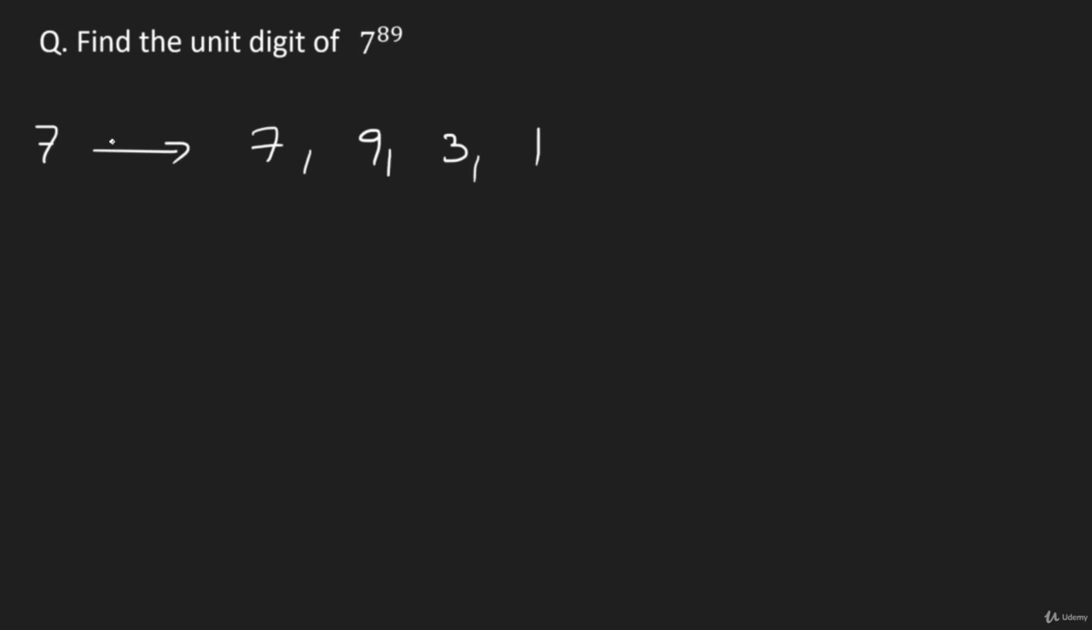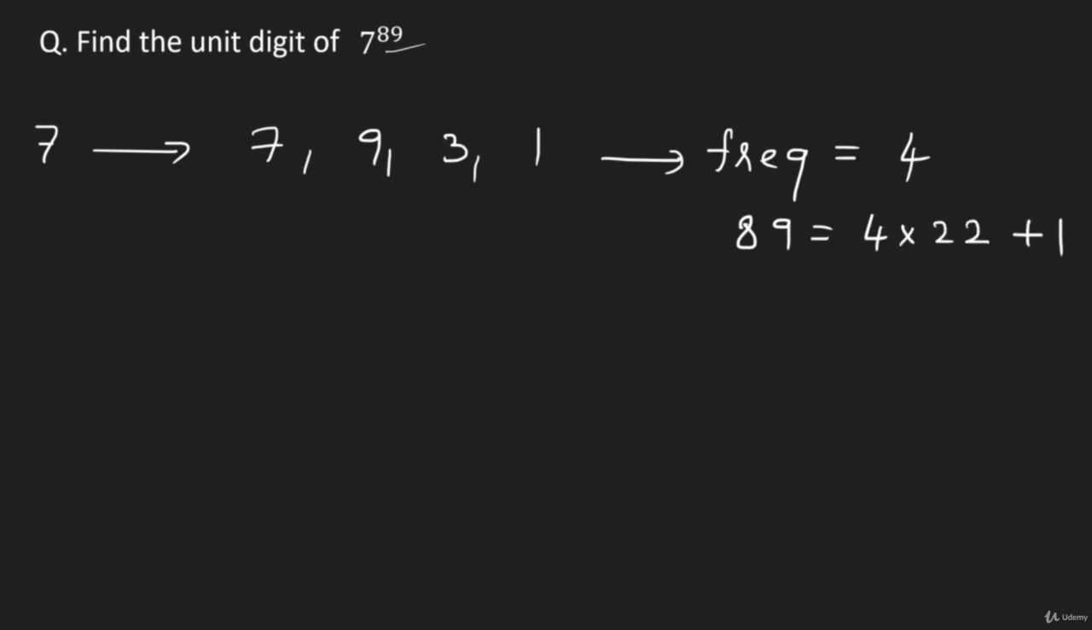So the pattern for powers of 7 in case of unit digit is 7, 9, 3, 1, and we see that the frequency is 4. All right. Now the power involved over here is 89. Therefore, you have to write 89 in the form 4k plus a remainder. So let's try. 89 divided by 4 will give you a remainder of 1, because we know 88 is divisible by 4. Therefore, 89 has to be of the form 4k plus 1. So 89 can be written as 4 into 22 plus 1, and we have seen it's of the form 4k plus 1.